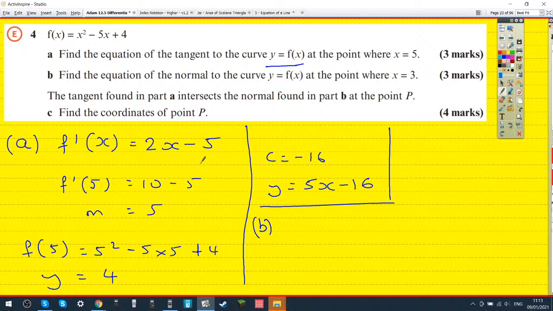Would it be 1 over 5? Minus 1 over 5. Okay. It's when you multiply the two together, you get minus 1. Yeah. Okay, so now let's find the equation of the normal.